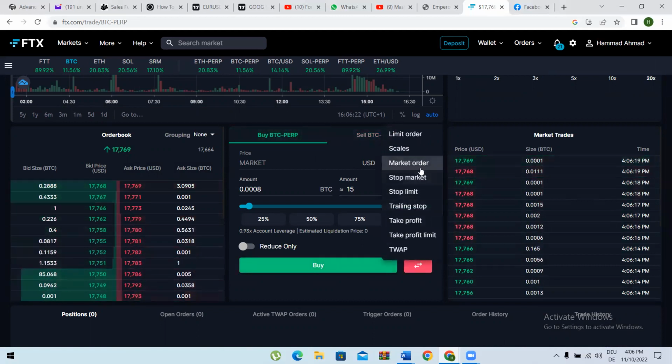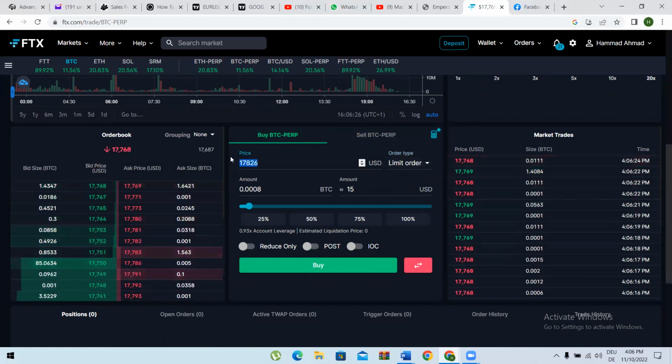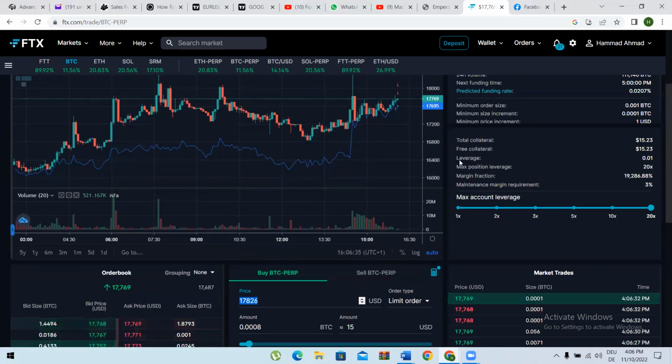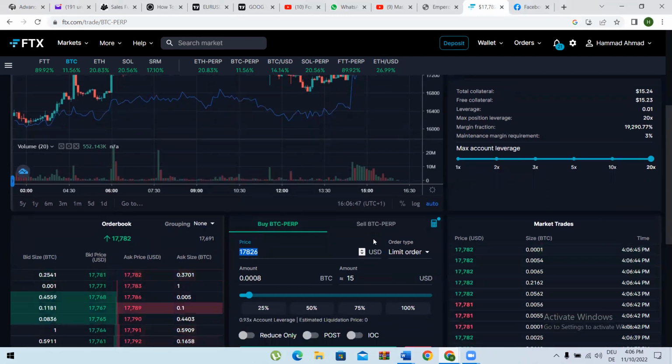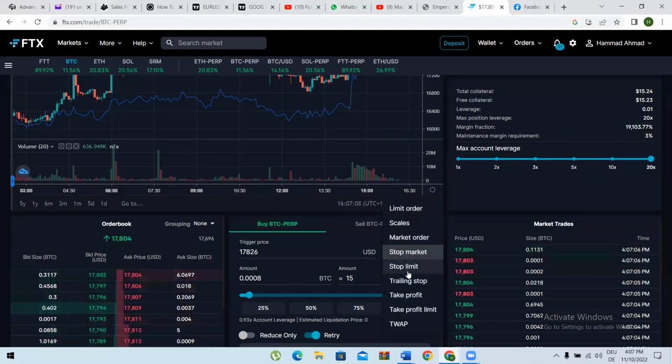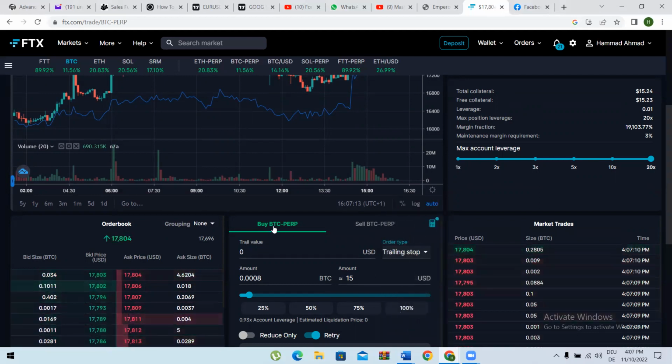This is market and this is limit order. I have already told you about the limit order: if you don't want to open the position at the current market price, you put the price at which you want to open your trade. This is called a limit order. After that there is stop market, which is like a stop loss. If you open a long trade, you have to put the stop loss in the other direction, the sell direction. This is important to use. Trailing stop is the same. If you open a trade in the long direction, you have to put the trailing stop in this direction.